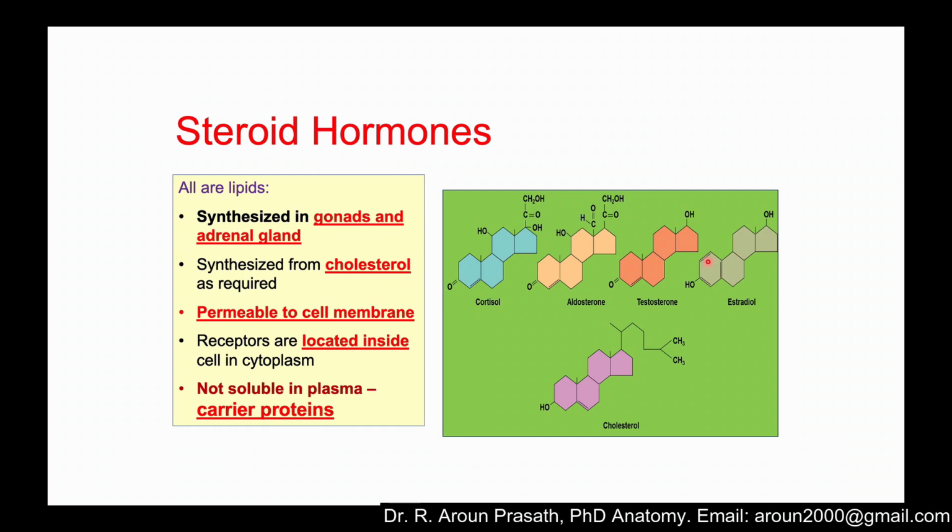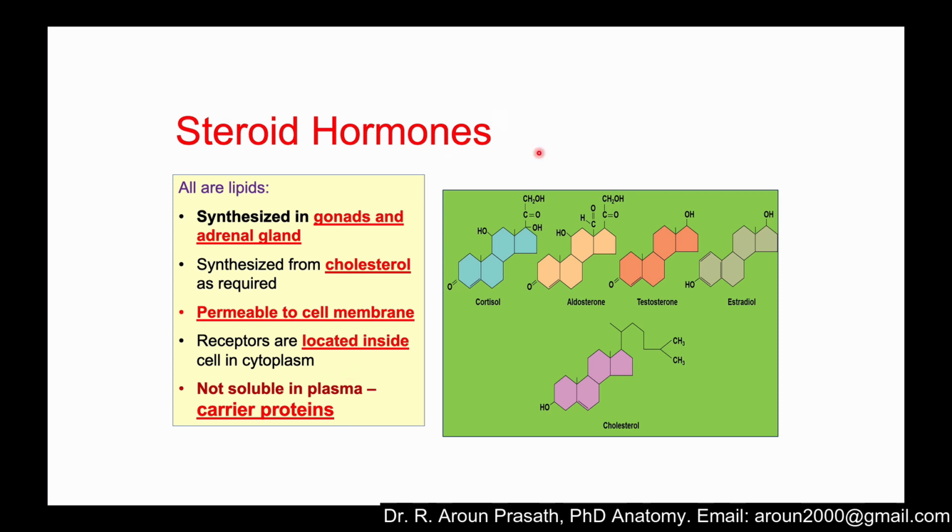peptidal hormones. So all the steroidal hormones are lipids that are synthesized in the gonads, that is the reproductive glands, and also the adrenal glands, synthesized from cholesterol. Then they are permeable to the cell membrane, that is they can pass through the cell membrane. Receptors are located generally inside the cell. I will show you in the next slide what the receptors are.